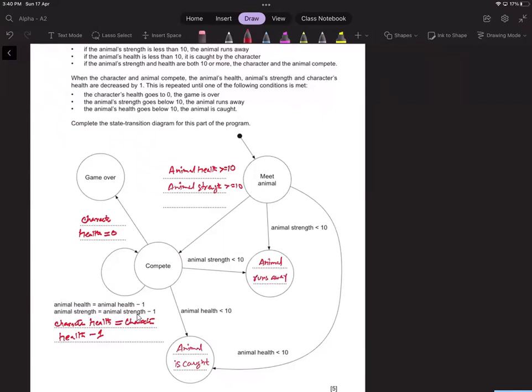Animal health is equal to animal health minus 1. When they are competing, the animal's health and strength are reducing by 1, whereas the character health is also reducing by 1. So if while competing character health goes to 0, then the game is over. You are beaten.